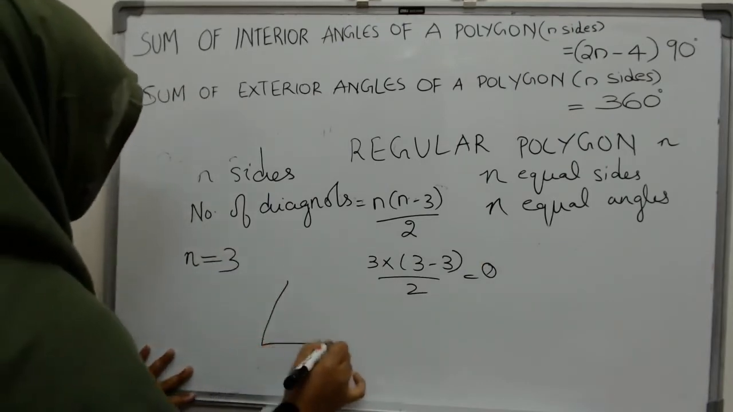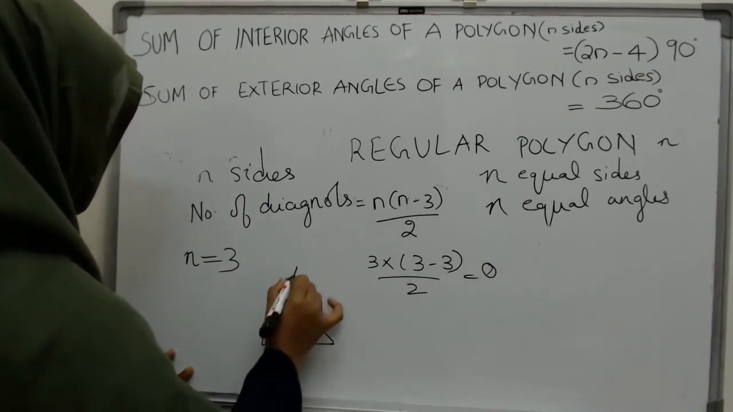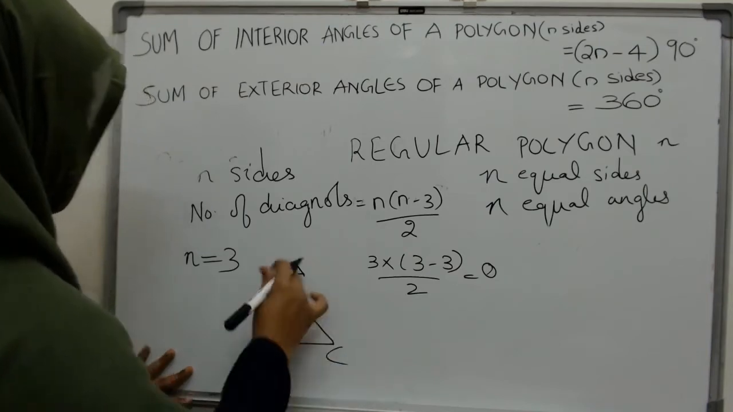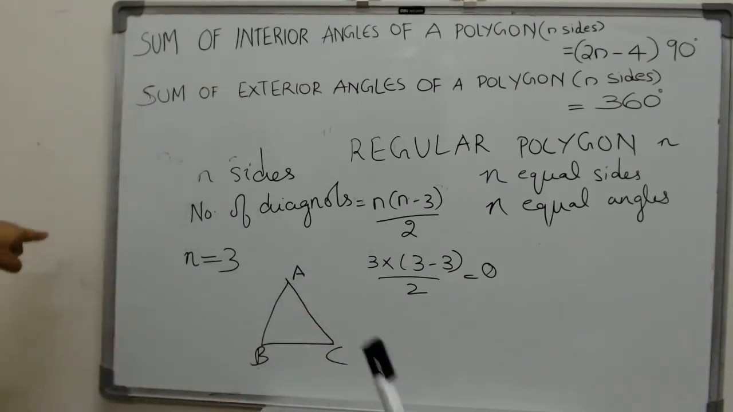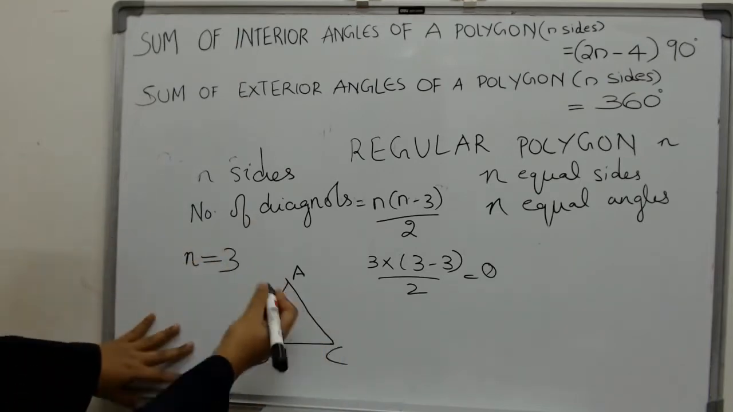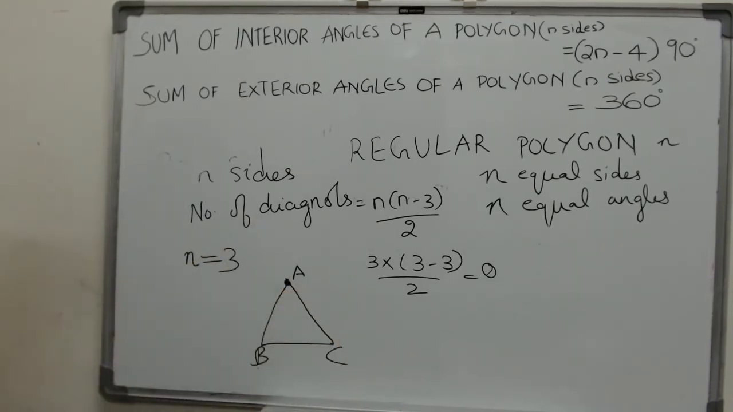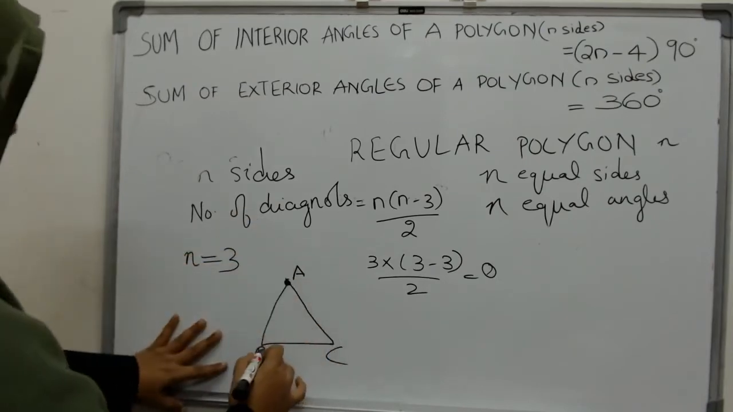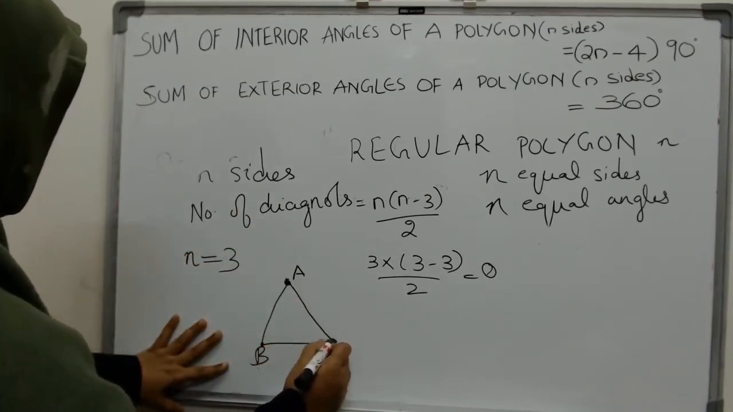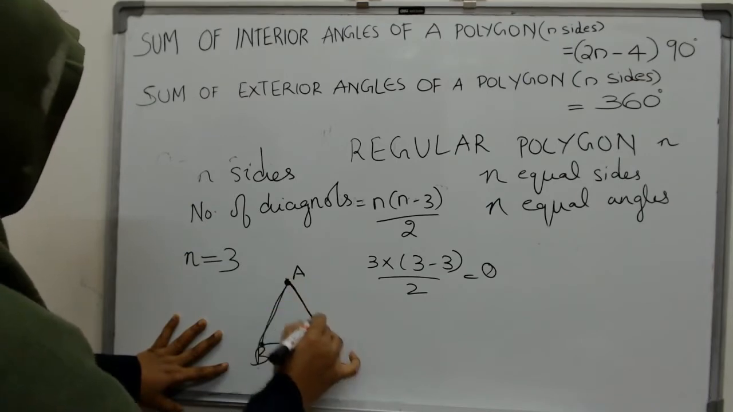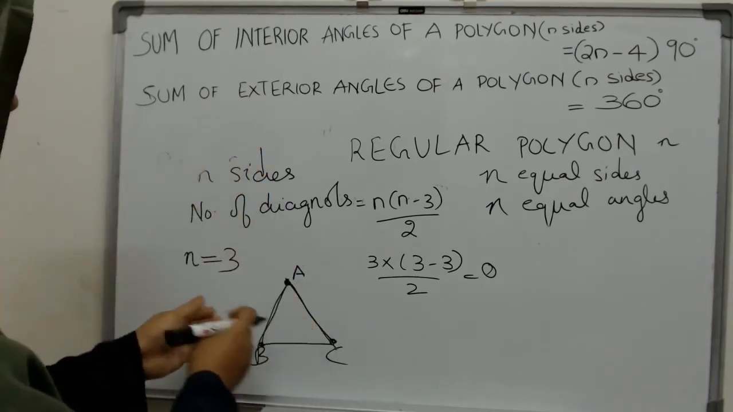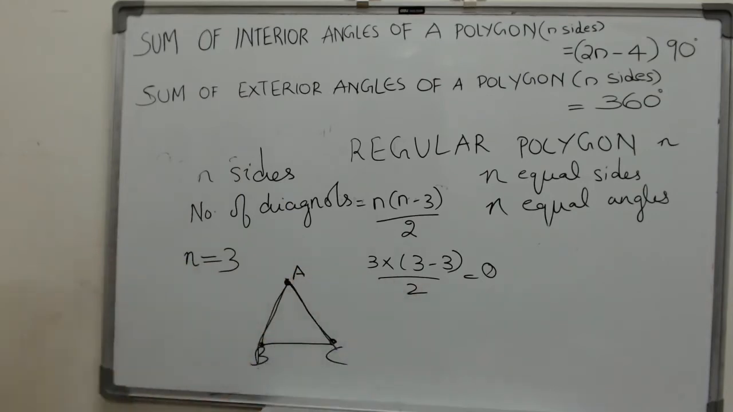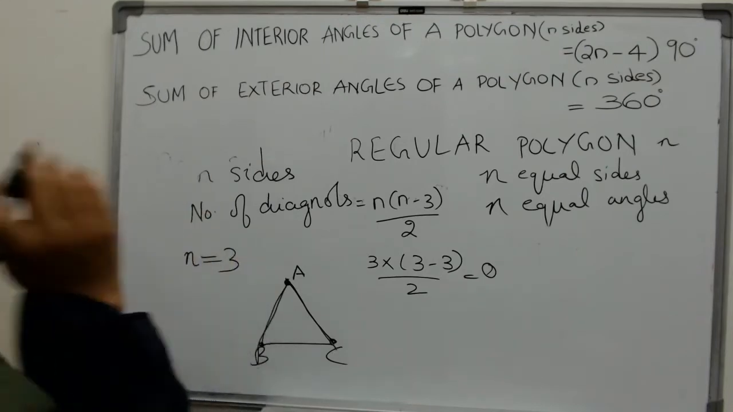Look at a triangle. Look at this. So what is a diagonal? A diagonal is a line which joins two opposite vertices. Look at A. Does it have any opposite vertex? The two other vertices, B and C, are adjacent because they share a side. So actually no vertex in a triangle has an opposite vertex, which means there are no diagonals at all. So therefore a triangle has no diagonals.